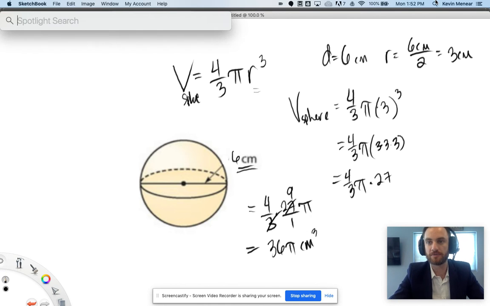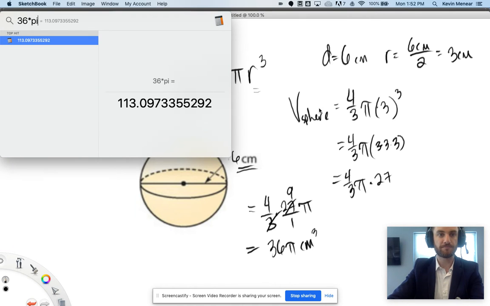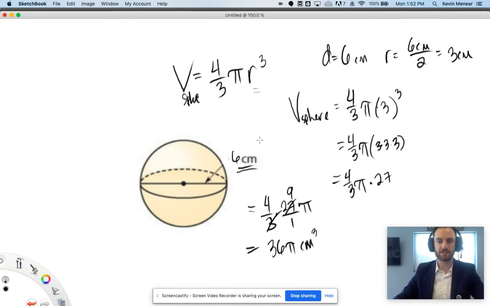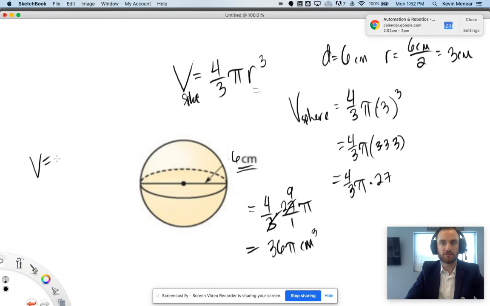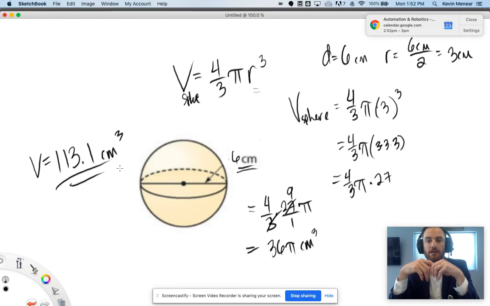Now, of course, I can always use 3.14, or I can just use pi to approximate this answer, and I get 113.1. So the volume equals, let me not write it right there. Volume equals 113.1 centimeters cubed, or cubic centimeters. That's it. That's how you find the volume of a sphere.